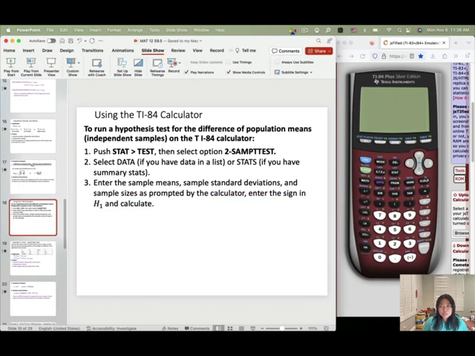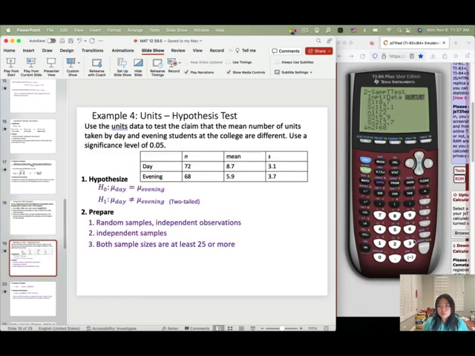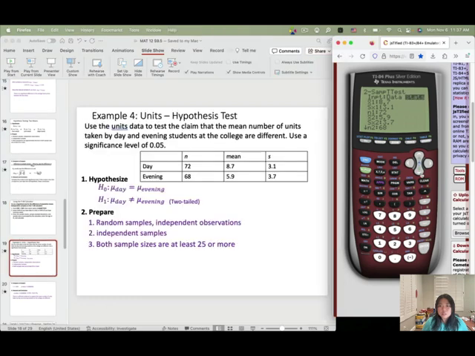Follow these steps here. You're going to go to STAT, go to TESTS, and then go to the two-population independent sample t-distribution hypothesis testing. Okay, so we have the statistics summary here. We have 8.7, 3.1, 72, 5.9, 3.7, 68, and then we have not equal to. You're going to put no, and then go to calculate.